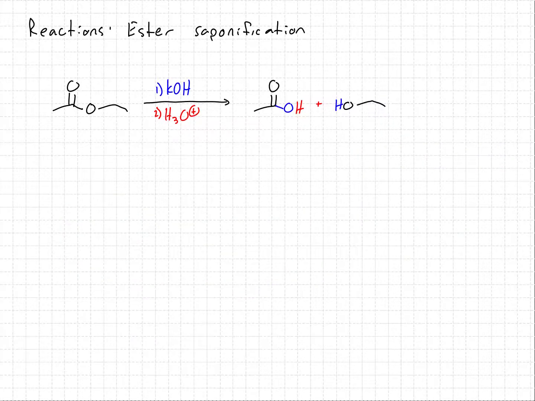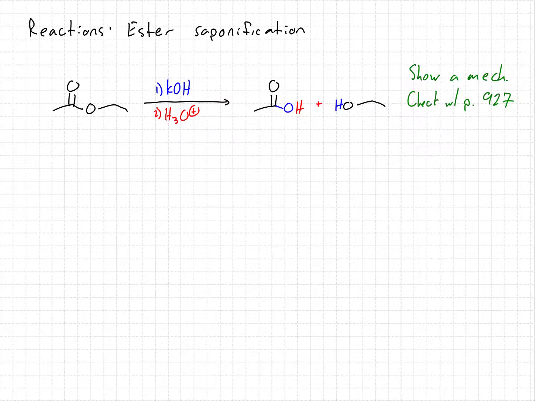One of the primary reactions of esters that we need to discuss is called saponification. Saponification occurs when we take an ester and cleave it using a strong base like sodium or potassium hydroxide. This is often followed up by treatment with H3O+ to reprotonate the carboxylate derivative that's formed, giving us a carboxylic acid and the cleaved alcohol.